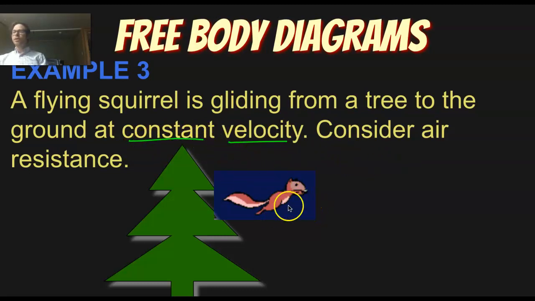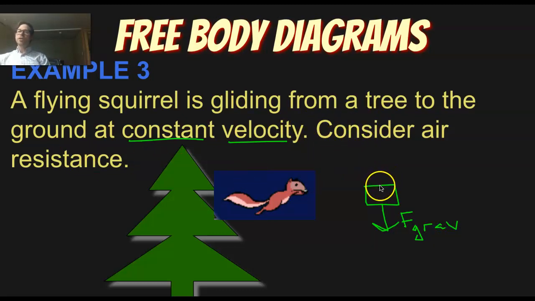Okay, so we're interested in the flying squirrel. We're going to draw a box to represent Mr. Flying Squirrel here. And what is acting on him? Well, gravity, right? We're on planet Earth. There's gravity. So I'm going to draw an arrow. I'm going to label it F grav. Usually speaking, we're talking about gravity being involved. What else? Well, it told us to consider air resistance.